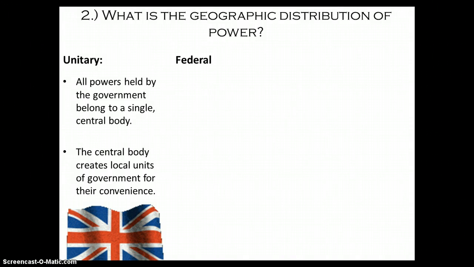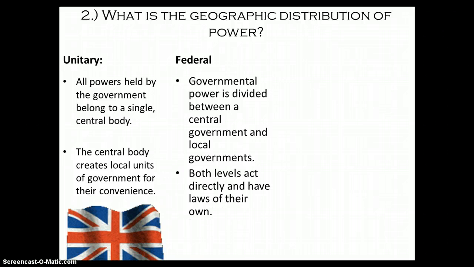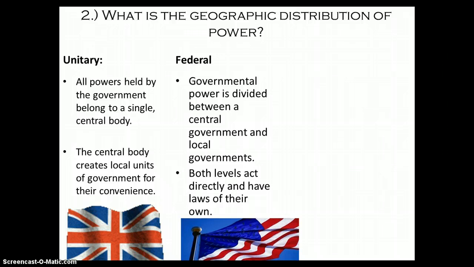The second is federal government. This is where governmental power is divided between a central government and local governments. Both levels act directly and have laws of their own. This type of government exists in the United States, where we have the federal government of the United States, which exists in Washington, D.C., and consists of the executive branch, which is the president and his cabinet, the legislative branch, which is the House of Representatives and the Senate, and then the judicial branch, which is the Supreme Court and all lower federal courts.